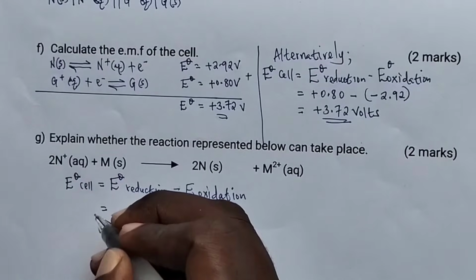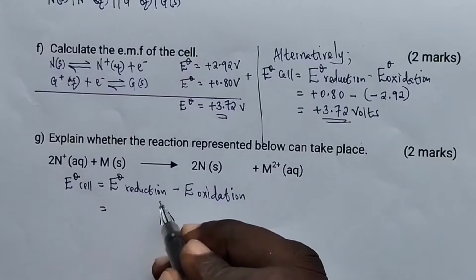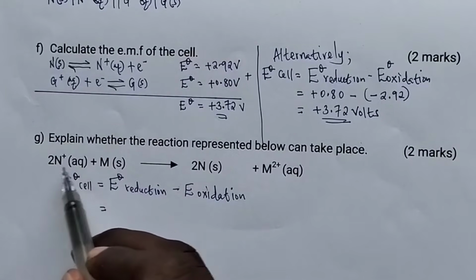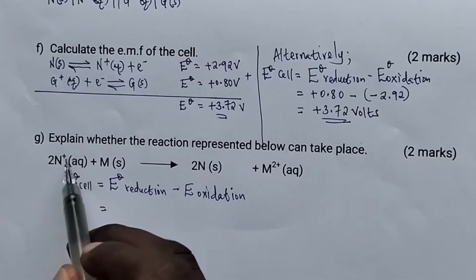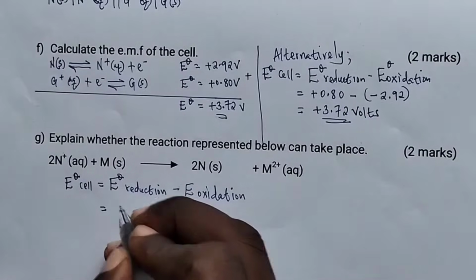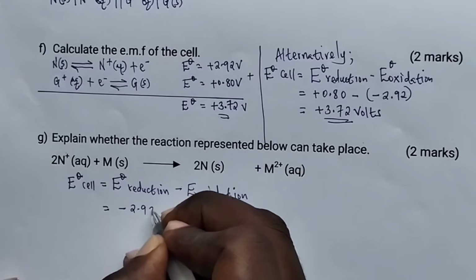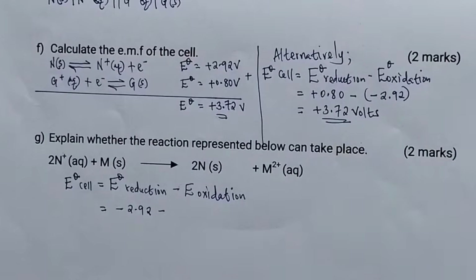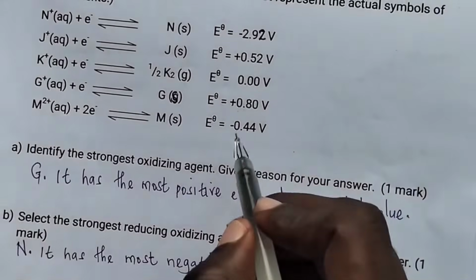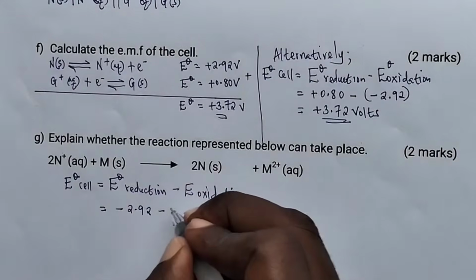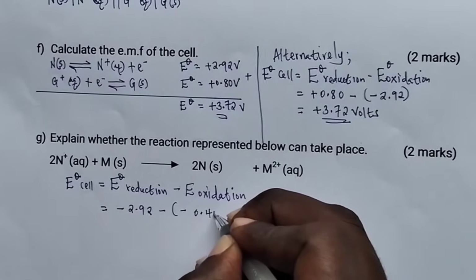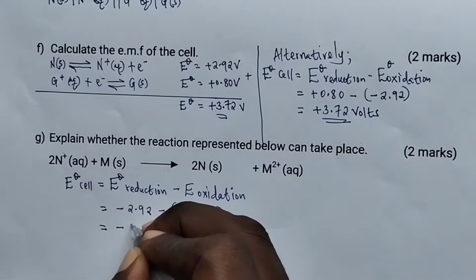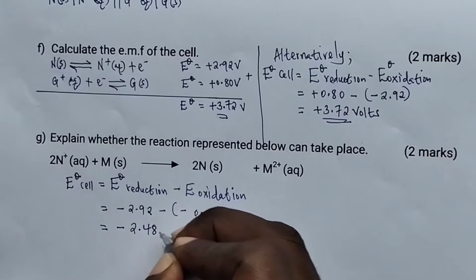So this will be equal to E reduction, which will be the side for sodium ion, because it's the one that will be the oxidizing agent because of the positive. So here we are going to say negative 2.92 volts minus E oxidation, which will be the one that's M, and its standard potential value is negative 0.44. So we are going to say minus 0.44. When we put this, what are we going to get? We are going to get negative 2.48 volts.